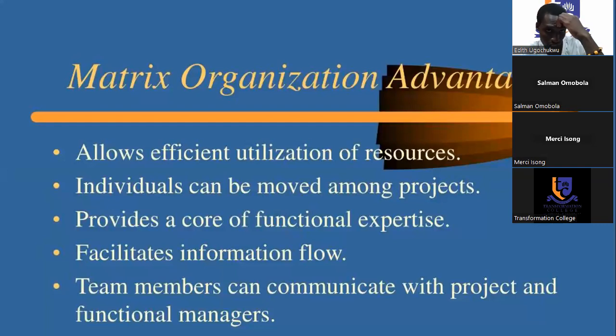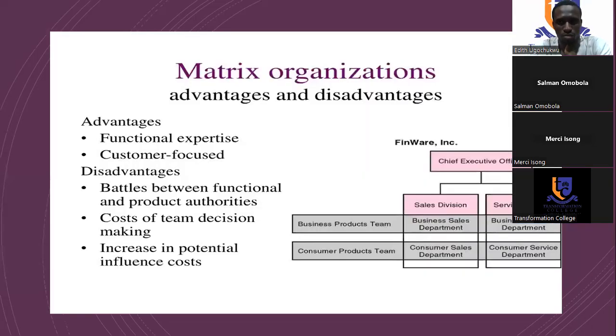For advantages of matrix organization: it allows efficient utilization of resources. Individuals can be moved among projects. So what do we mean here? If this person is not performing well in this project, we can decide to move him into the other project. If he's not performing well in this, you can decide to move him into another. That's how. It also provides a core of functional expertise and facilitates information flow. Team members can communicate with project and functional managers.